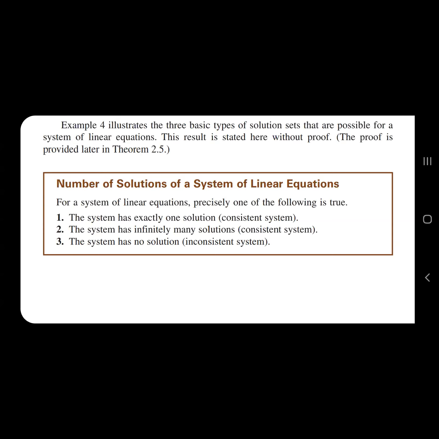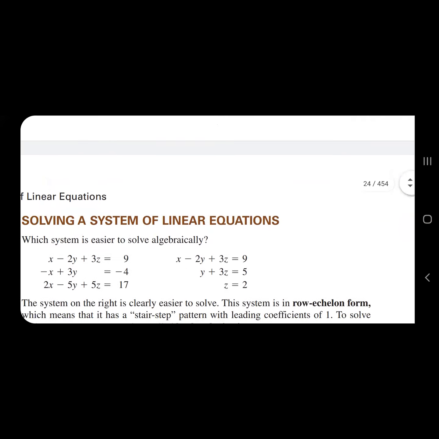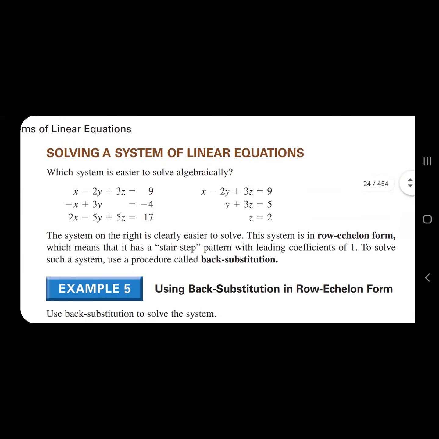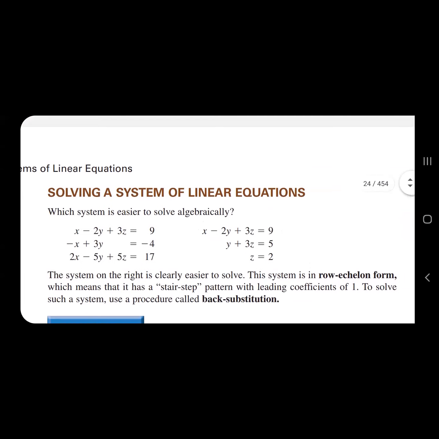The word precisely here means at least one of these is always going to be true, but only one of these is always going to be true. It means anytime you have a system of linear equations, there's either going to be one solution, no solutions, or infinite solutions. In other words, you'll never have three solutions. You'll have none, one, or infinite. You'll never have 17 solutions. Those are the only choices. It's always going to be one of those three, and you will never have more than that.